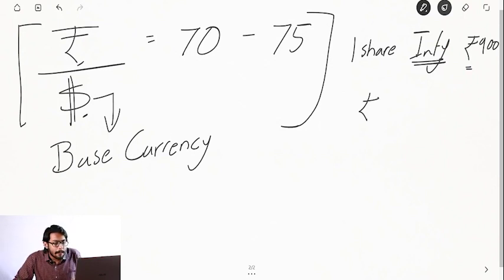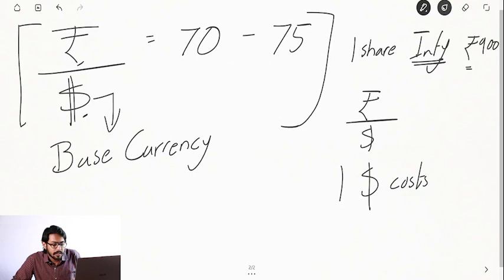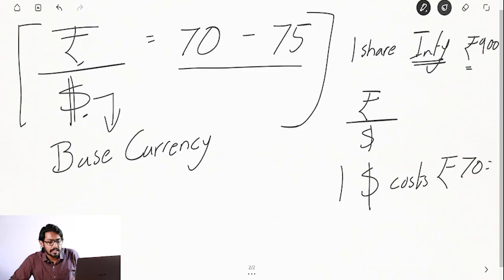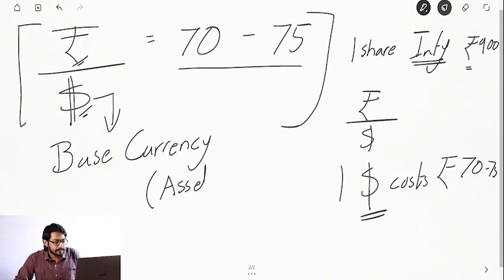Similarly, when you give a quotation rupee by dollar, the sentence is $1 costs rupees 70 or 75. Okay, so dollar over here is a base currency. Convert that to quotation, it will be rupee by dollar. The denominator is the base currency. It is an asset. It is not a currency, it is an asset. Our discussion is about $1. Note that the denominator is always 1. We are talking about $1.